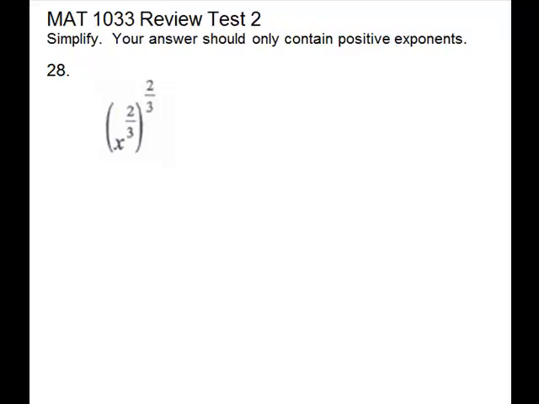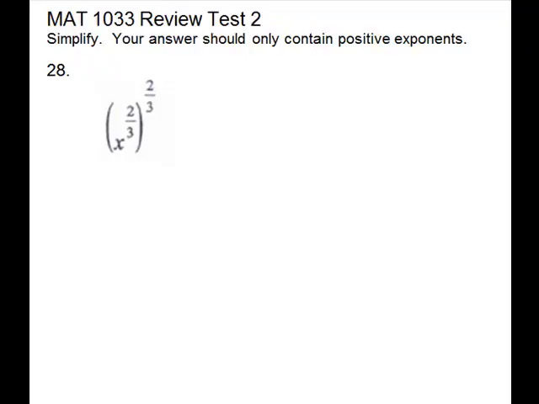To look at some problems from your Test 2 review, I'm going to start with problem 28. These are problems from 7.2, and I think they might be the most difficult. This one you're really going to simplify with your exponent rules.